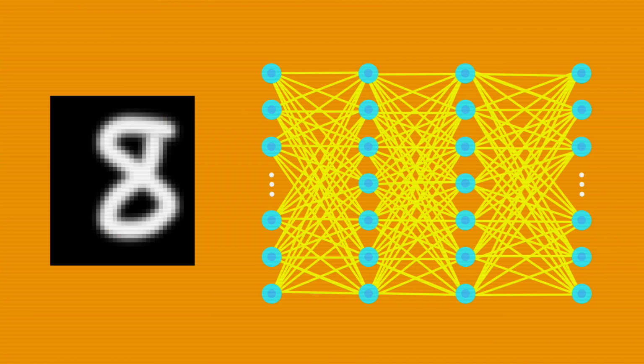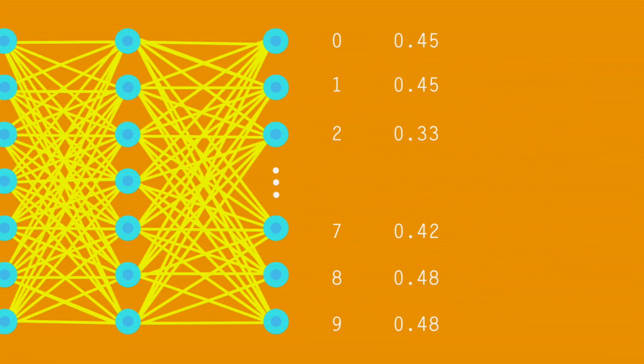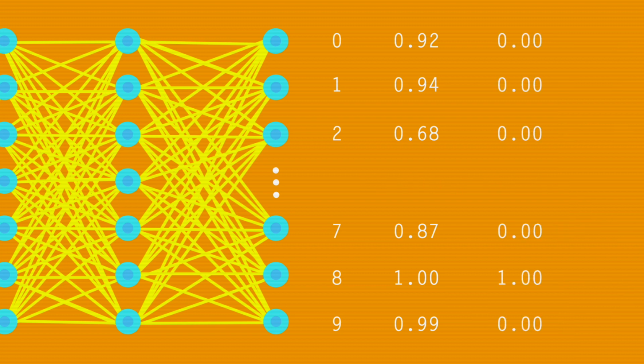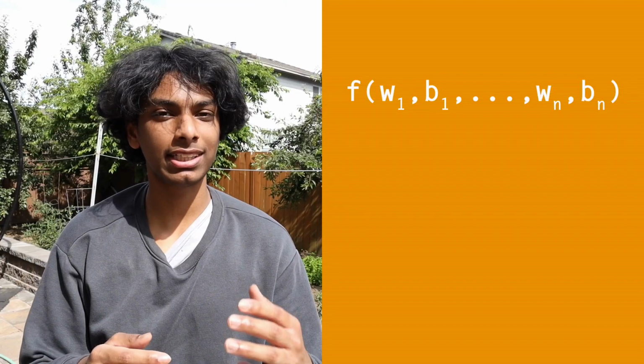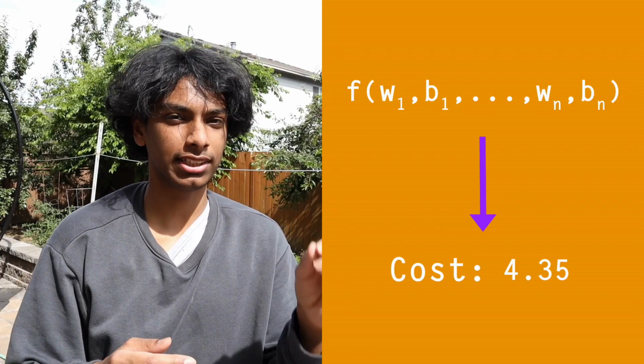We start by randomly choosing weights and biases, and then input an image, like this 8, and see how the network does. Obviously we'll get a bad output, but we can measure exactly how bad it is by comparing it with the output we wanted and calculating a cost based on the difference. The higher the cost, the more inaccurate our network is. And once we take into account the costs of thousands of other example images, we can create a cost function with weights and biases as inputs and a single cost as an output.